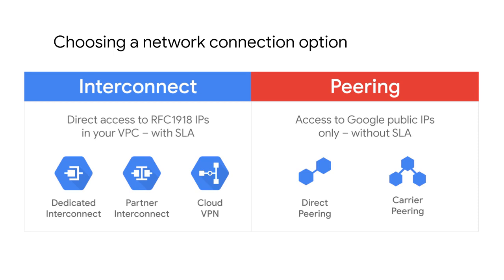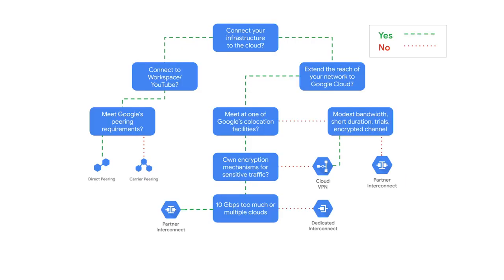Interconnect services provide direct access to RFC 1918 IP addresses in your VPC with an SLA. Peering services, in contrast, offer access to Google public IP addresses only without an SLA. Another way to choose the right service that meets your needs is with a flow diagram.